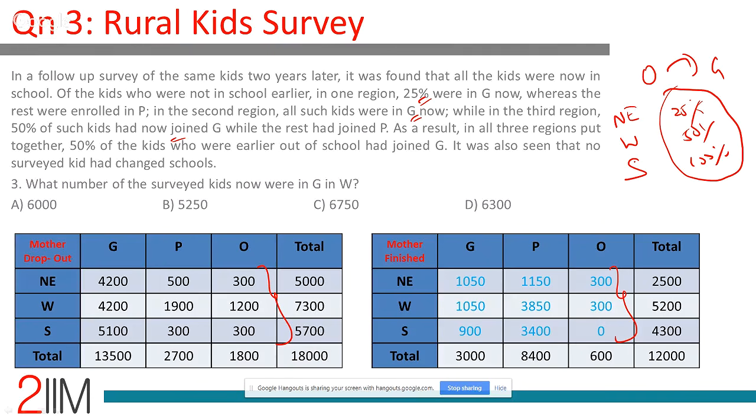As a result, in all three regions put together, 50% of the kids who were earlier out of school had joined the G. Fabulous. This is the most important part. Overall, 50% were in G. It is also seen that no surveyed kid had changed schools. Nobody had gone from private to G, G to private.